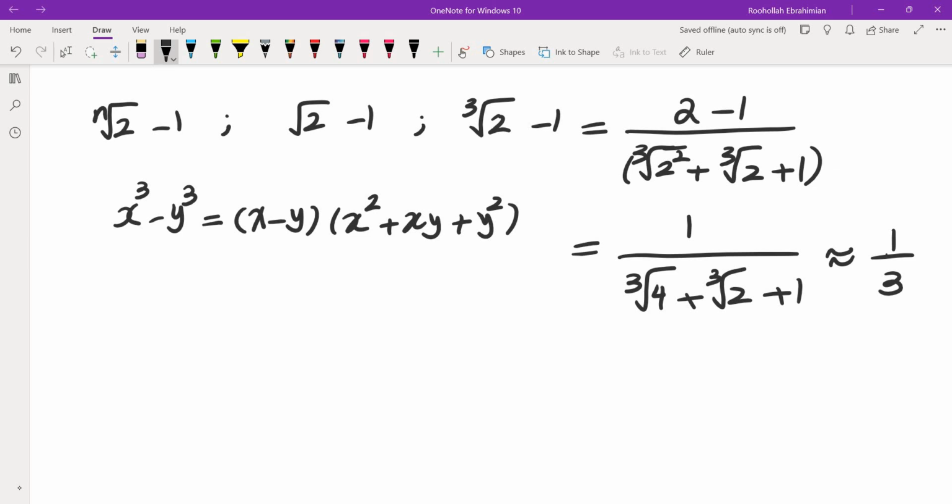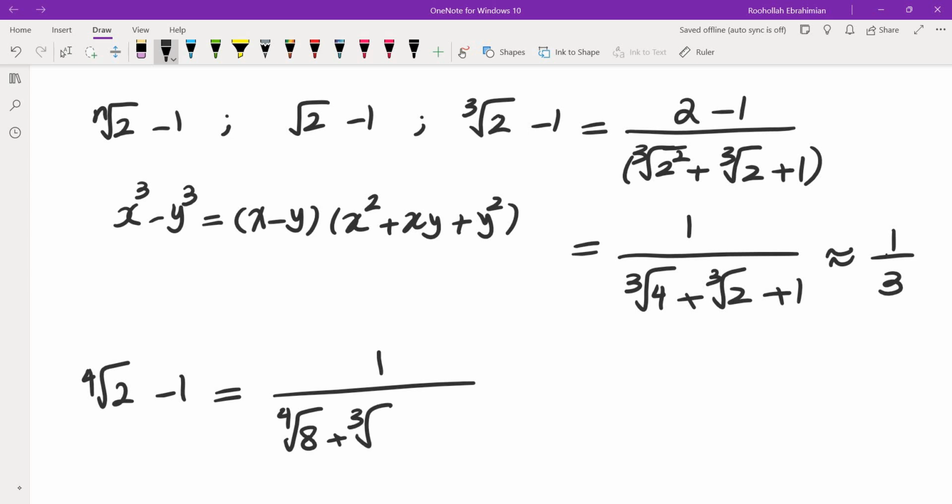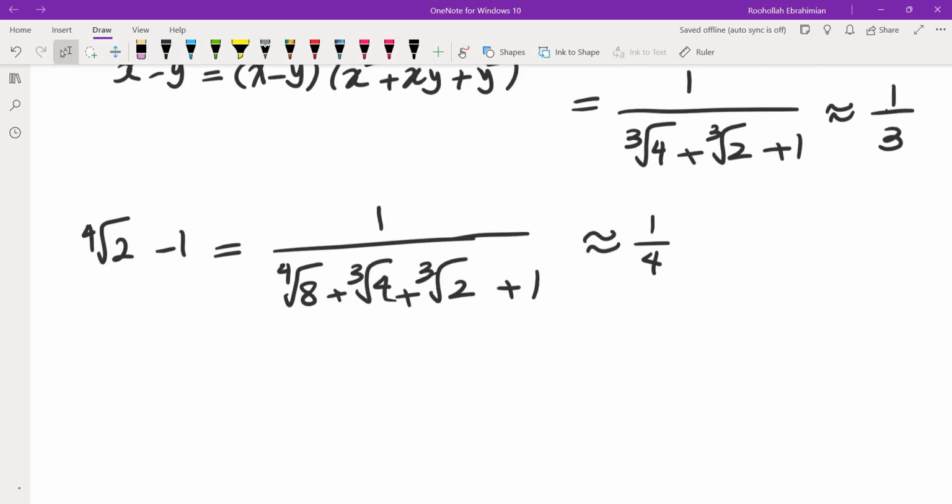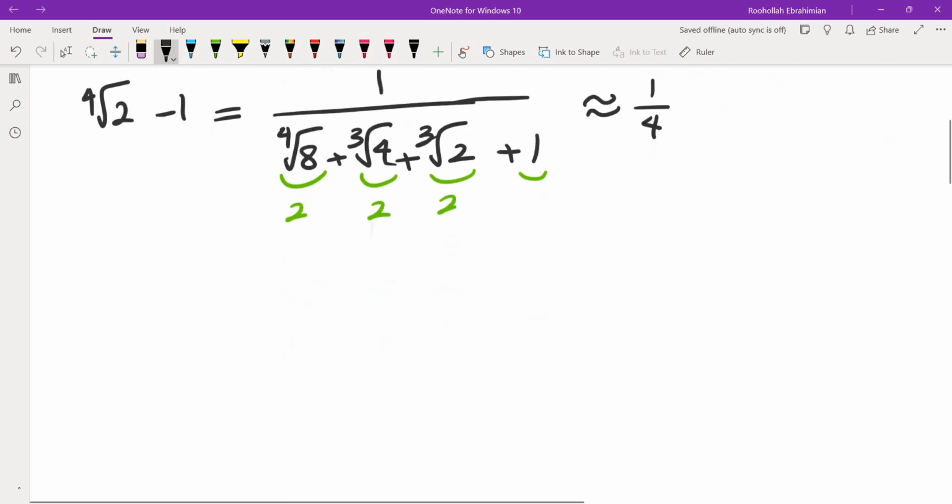So you can look at, say, the 4th root of 2 minus 1, multiply by the conjugate, you get 1 on top, and on the bottom the 4th root of 2 cubed, the 4th root of 2 squared, the 4th root of 2, and 1. So again, this is roughly 1/4. These terms are between 1 and 2, so it would be somewhere between 1/4, and if you replace all of these with 2, you would get 1/7. So it's somewhere between 1/4 and 1/7. How do we approach the problem now in general?